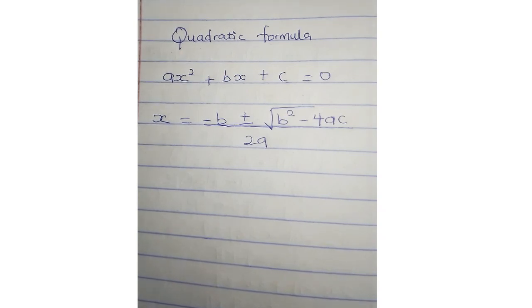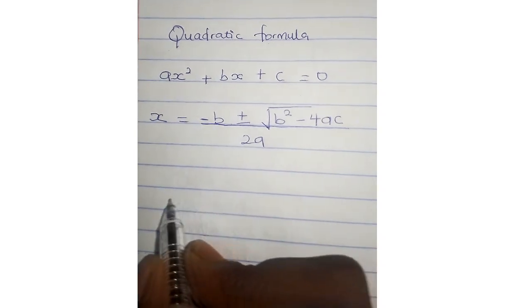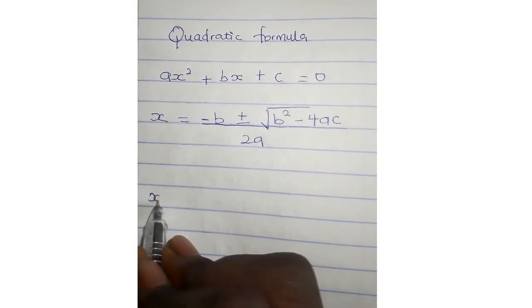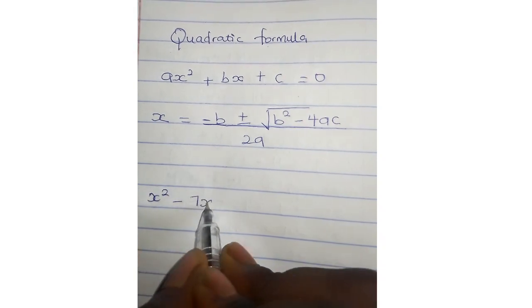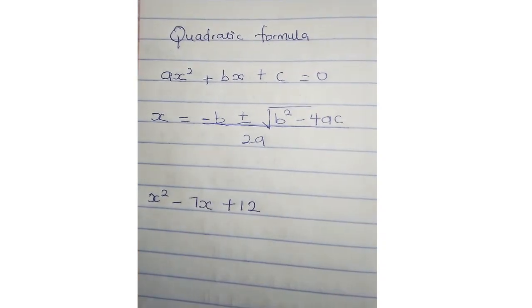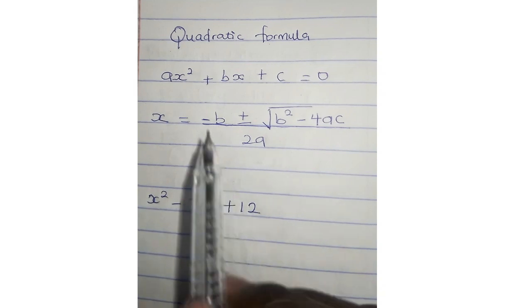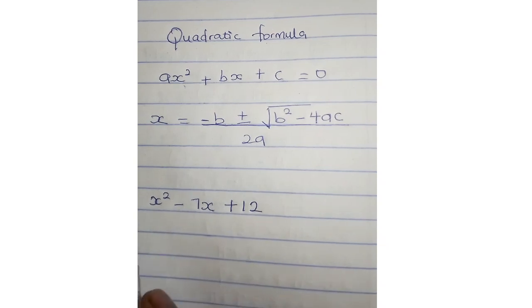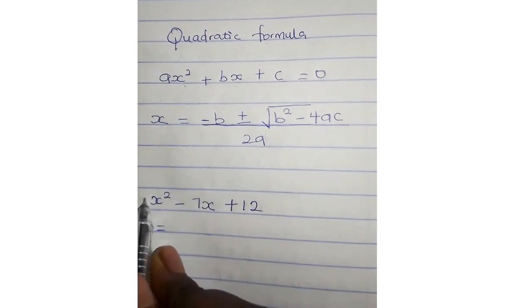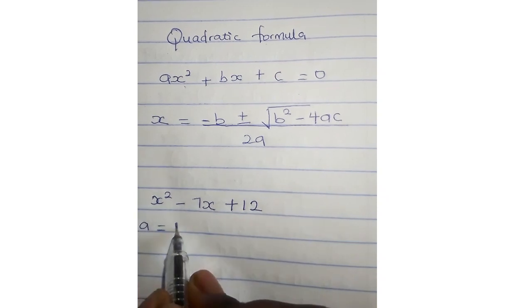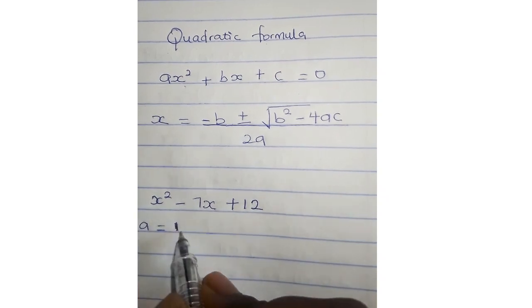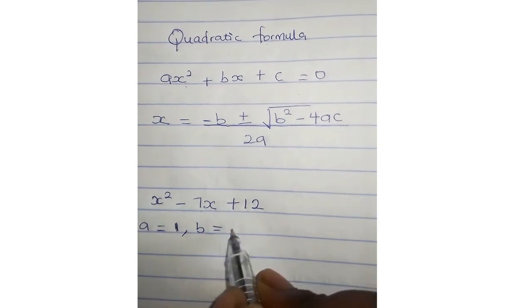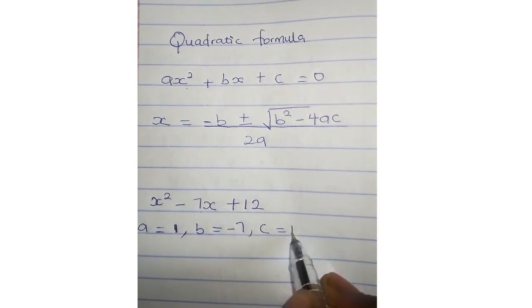Now let's take an example, using this general formula, this quadratic formula, to solve. The first example: we are given the equation x squared minus 7x plus 12. It is already written in the quadratic form. Using this form, we know our a is 1, since it's 1x squared, our b is negative 7, and our c is 12.